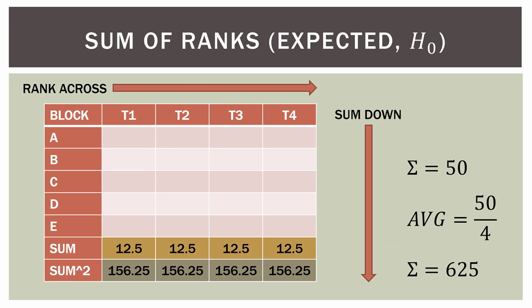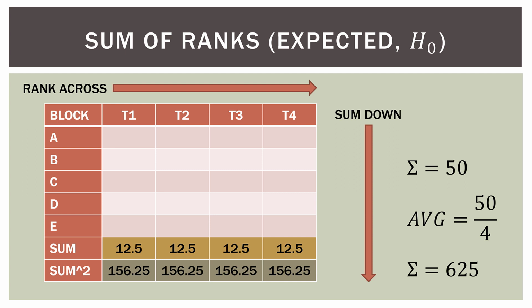Now this slide is really at the heart of what's going on in the Friedman test. Remember, the sum of the ranks is always going to be 50. If the 4 treatments were the same, we would expect the sum of the ranks for each treatment to be the average of that. 50 divided by 4 is 12.5. So we have 12.5 for the sum of ranks for T1, 12.5 for T2, and so on and so forth. This is the fundamental null hypothesis.